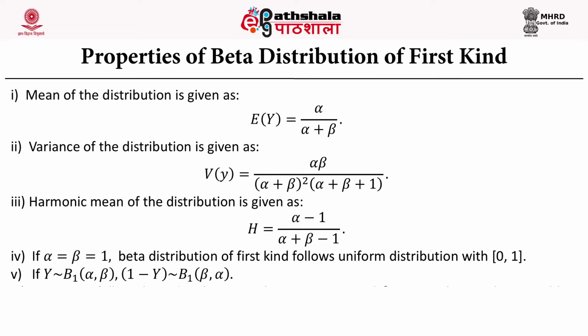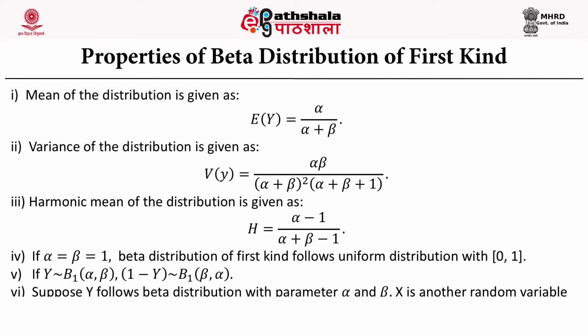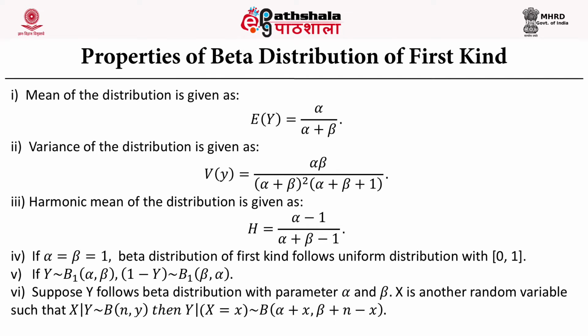Suppose capital Y follows beta distribution with parameters alpha and beta, and X is another random variable such that X given Y follows binomial distribution with parameter n, Y. Then Y given X is equal to x follows beta distribution with parameter alpha plus x, beta plus n minus x.